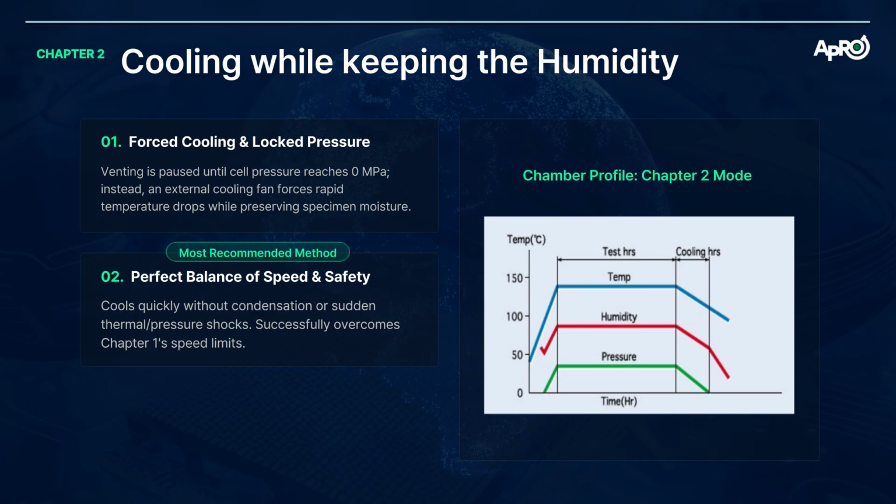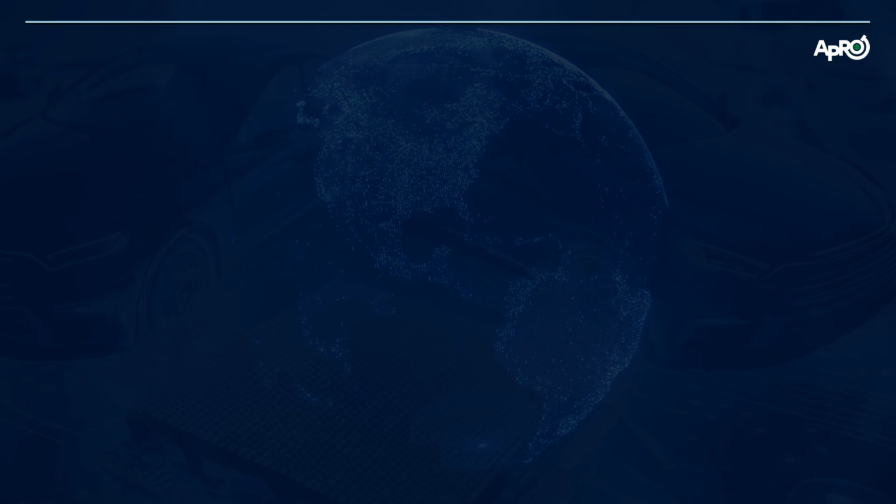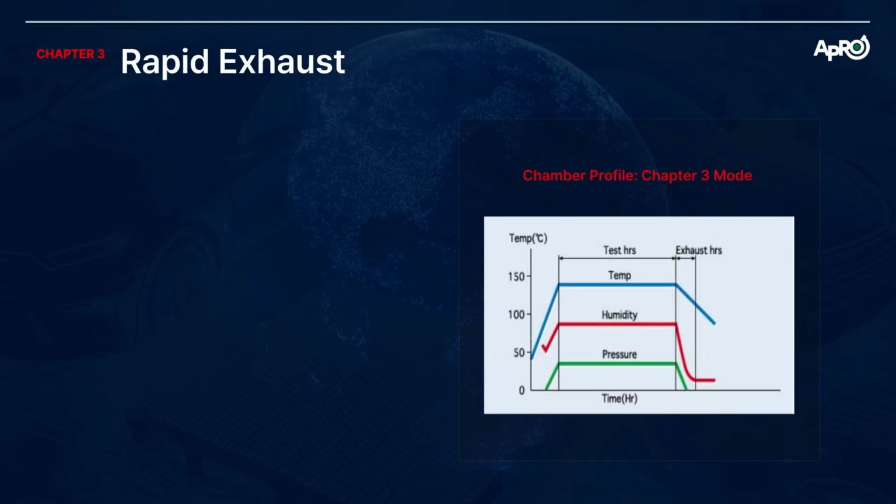Compared to Chapter 1, cooling time is significantly reduced, while pressure stress and condensation risks remain well controlled. For this reason, this method is commonly recommended for standard HAST reliability evaluations. Chapter 3. Rapid Exhaust and Venting. The third method is rapid exhaust and venting.